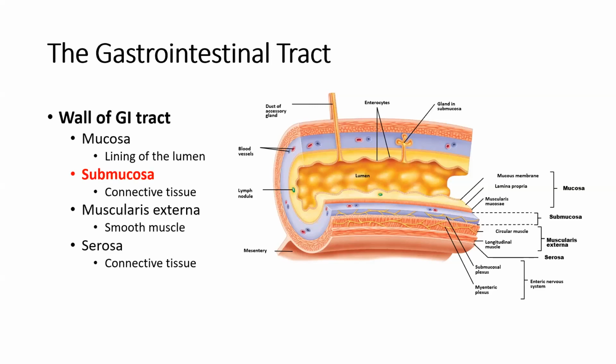So we've got the mucosa, which is the inner lining of the lumen. We got the submucosa, which is mainly connective tissue. The muscularis externa, mainly smooth muscle, and then the serosa, another connective tissue layer.